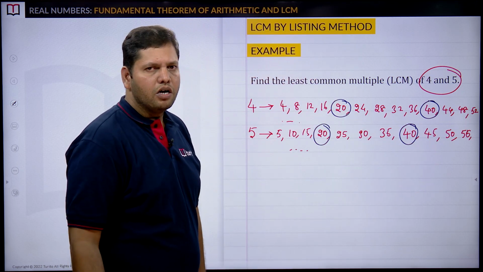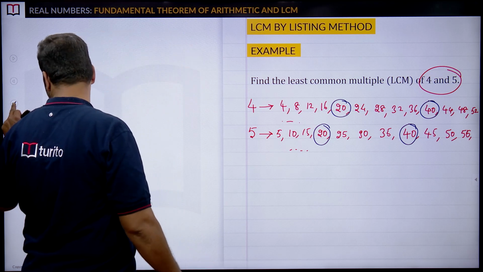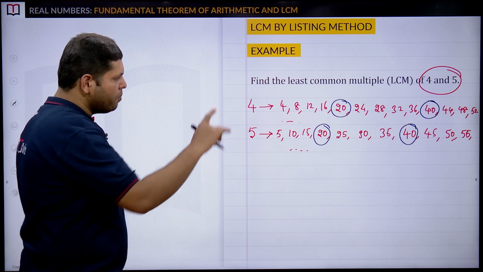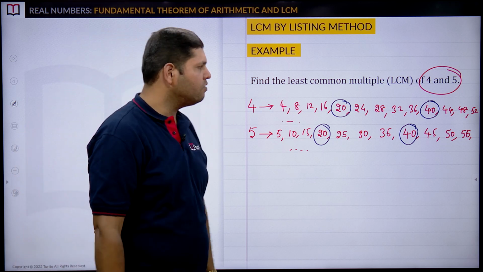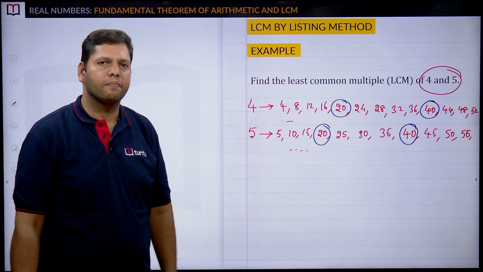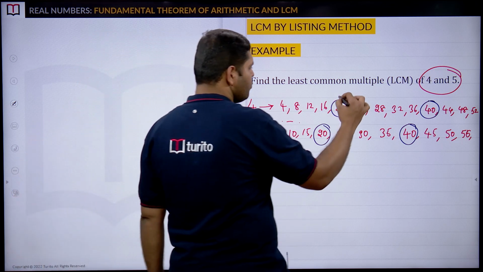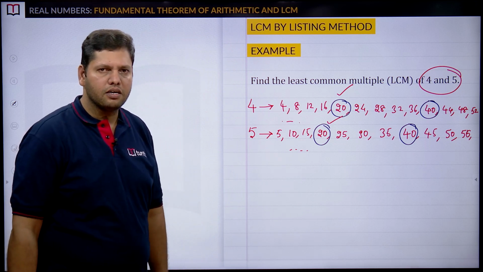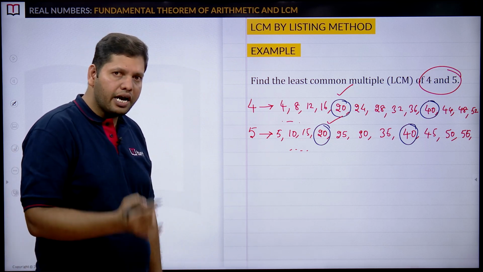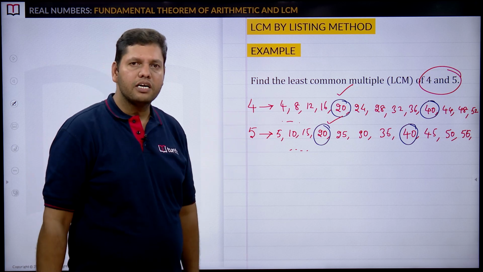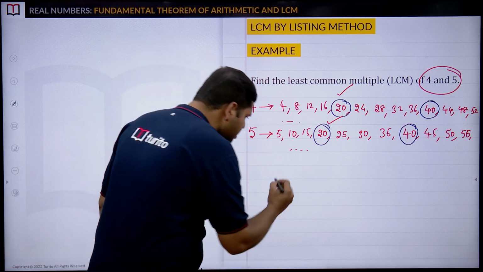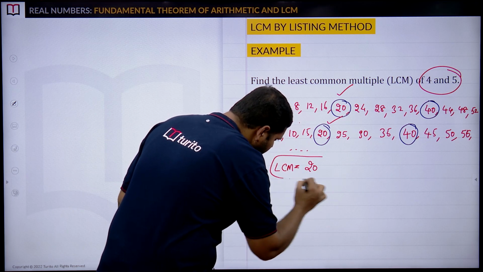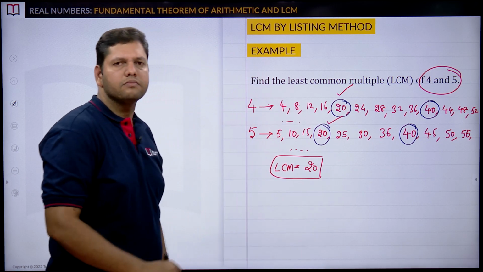So after circling the common multiples, you select what, children? The smallest one. So among 20 and 40, can you tell me, children, what is the smallest one? So I can say 20 is the smallest one, isn't it? Are you getting my point, children? Among the common multiples 20 and 40, 20 is the smallest multiple. So we can say LCM is equal to how much, children? 20 is the answer. Clear?